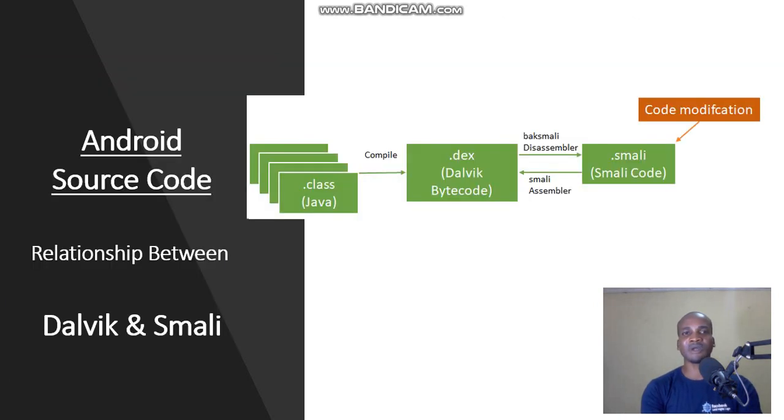The next one is a schema of what Android source code looks like, the relationship between Dalvik and Smali code. A lot of people are confused about what Smali code is and what Java code is. So this is just a relational schema of .class Java code and Dalvik and Smali code.